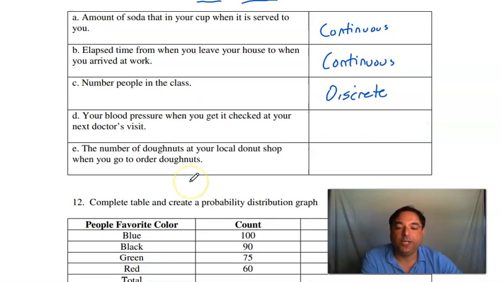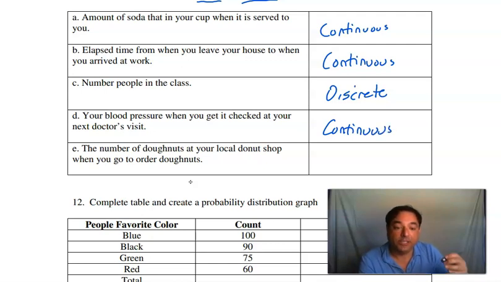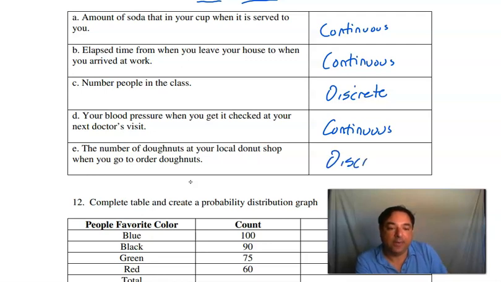The blood pressure when you get it checked would be, again, continuous. Why is it continuous? Because with blood pressure, you may check it, wait a little bit, check it again, wait a little bit, check again. It can range. There's a range of answers. And the number of donuts at your local donut shop, that's something you can actually go and count. How many donuts do they have at that moment? That would be discrete.